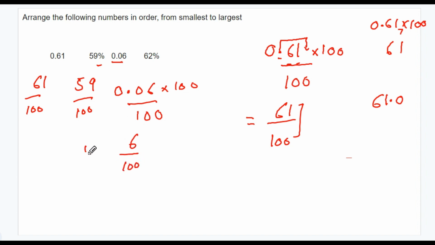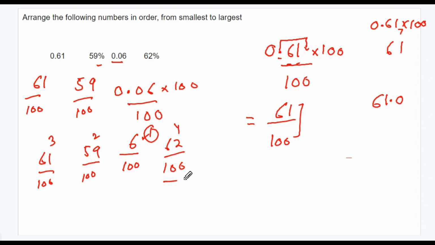Okay, so here we now have 59 by 100, 61 by 100, and then 62 by 100. So now what they have said, smallest to largest. Which one is the smallest? 6 by 100. It will be first, and then we have second, this is third, and this is fourth. Because all the denominators are equal, now you can arrange your numbers easily.